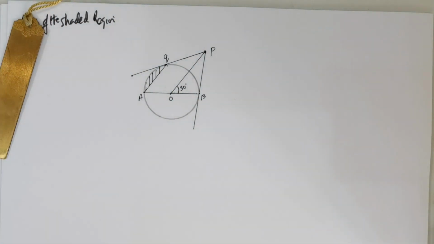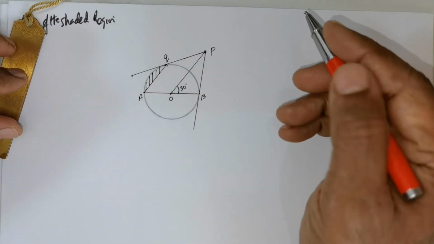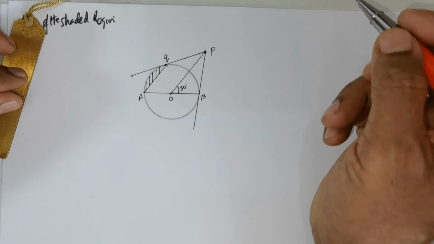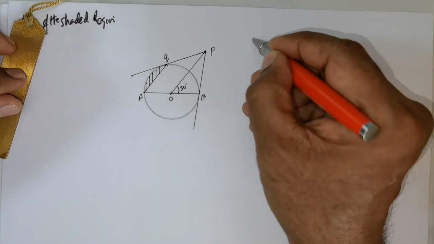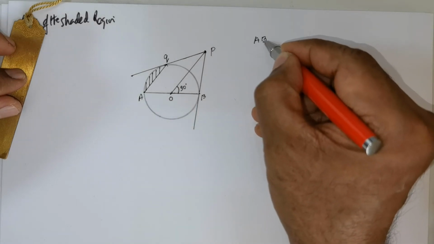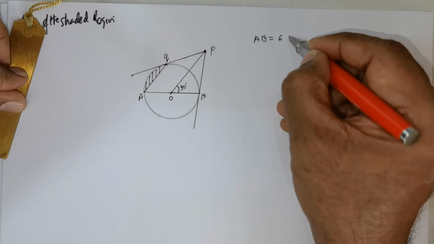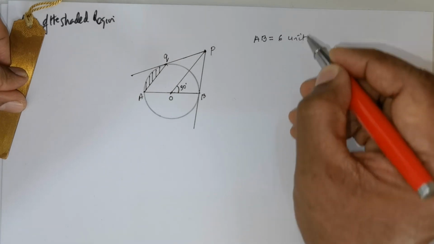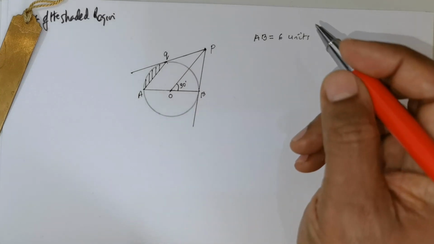So the figure has come out well. So this is the requirement. Find the area of this segment. So how are we going to do? All that we have been given is this angle, and also we are given AB to be of 6 units. So the length is given, and then we are expected to find this region. Okay.